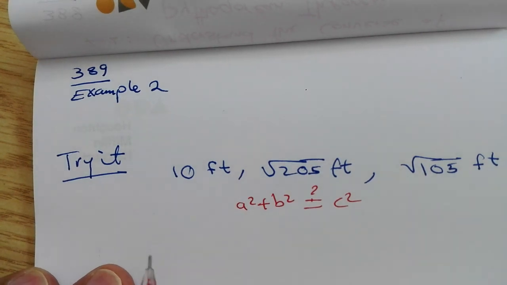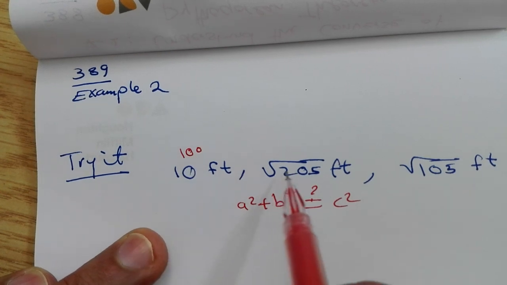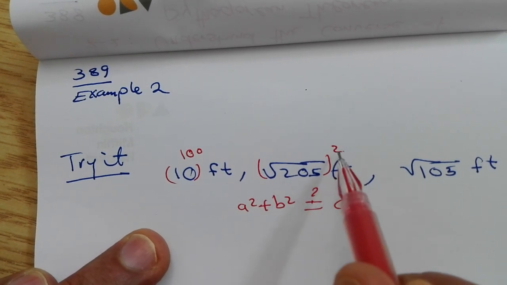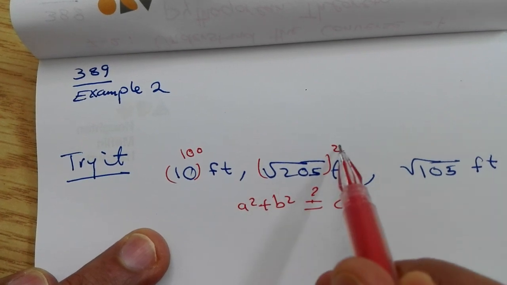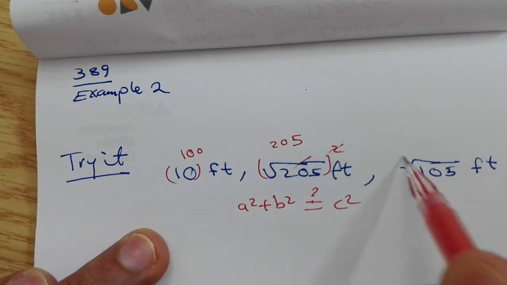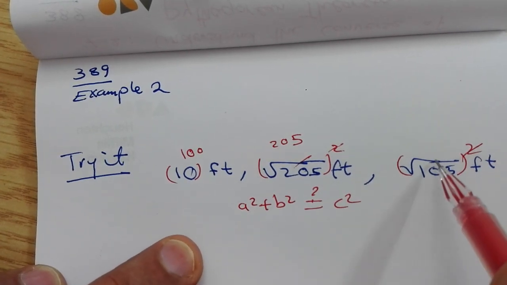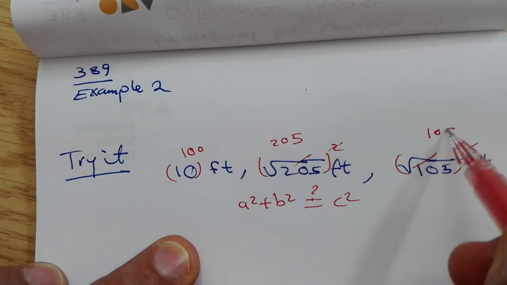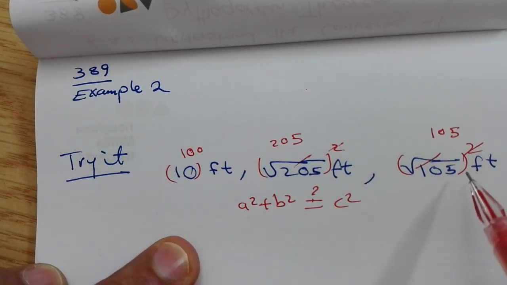We can square all of these numbers. 10 squared is 100. Squared means power 2, and root 205 power 2. Remember that the square or power 2 is the inverse operation for the square root, so it's 205, and the same for root 105, it's 105. Now root 205 is the longest side here, so this is C, and the others are A and B.